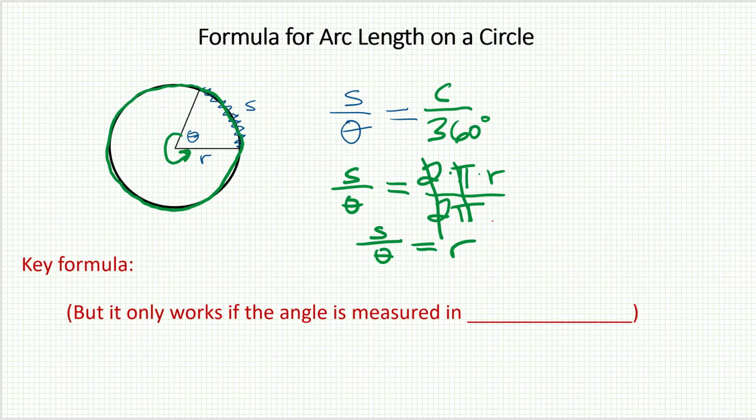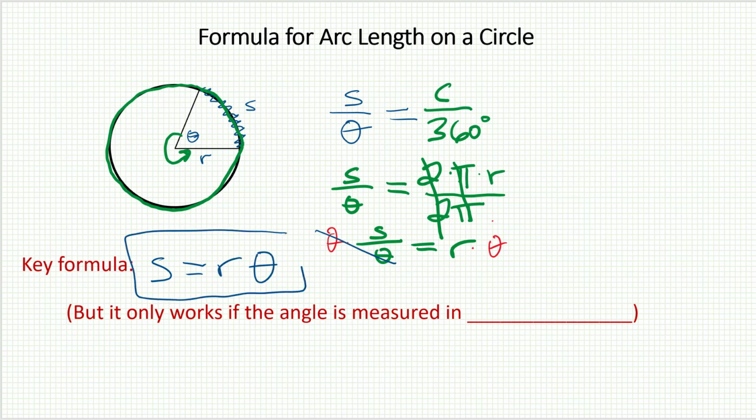If I then multiply both sides of this formula by theta, I end up with the key formula we were looking for, s equals r times theta. Here is a formula that we've just developed for figuring out the arc length of an arc on a circle given the radius and the angle. It's a great formula and very easy to use, but remember we had to switch to radians to get it.